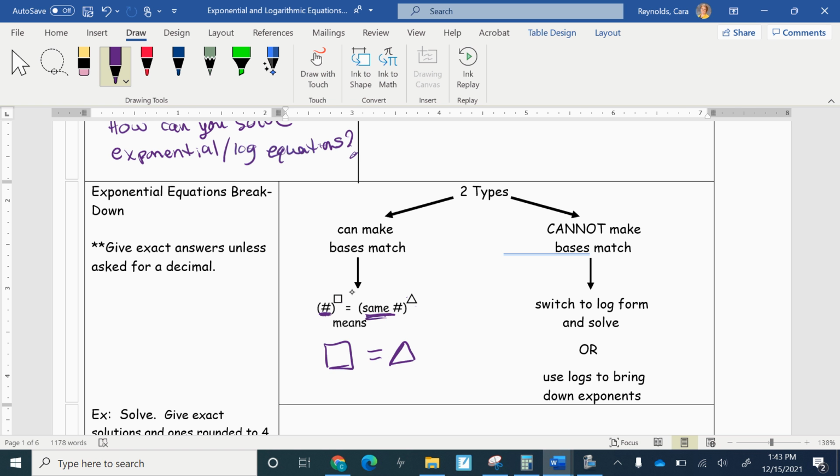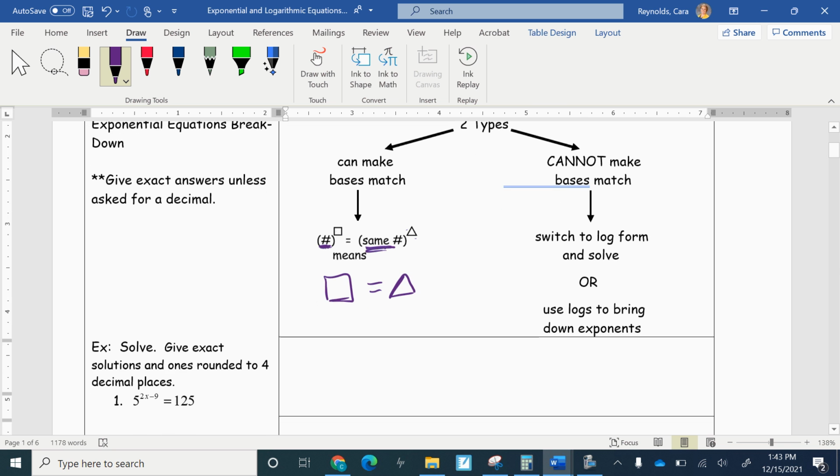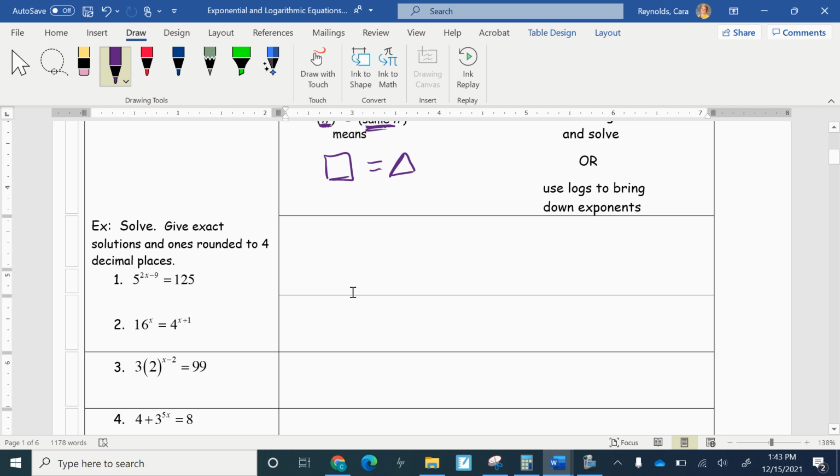All right, if you can't make the bases match, then you're going to have to switch to log form or use logs to bring down your exponents. So let's look at a couple examples here. If we have 5 to the 2x minus 9 equals 125, we can use logs here, but 125 can be rewritten to match the 5. So if we can do that, then that makes this problem a little bit easier.